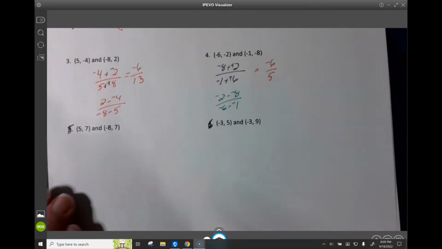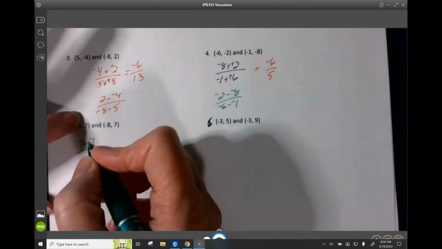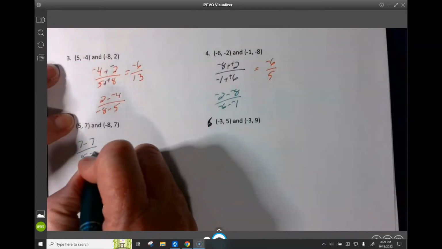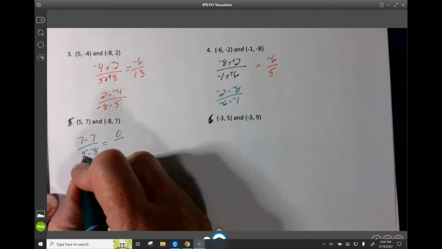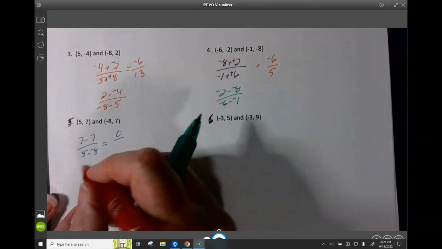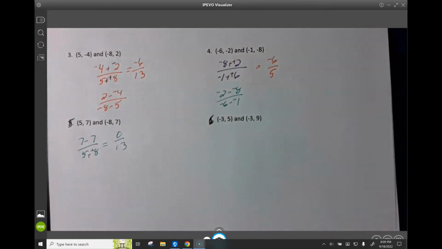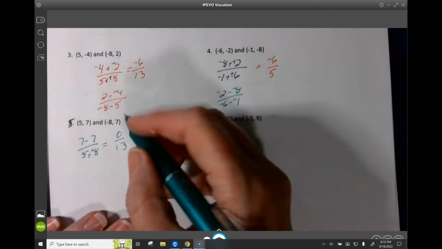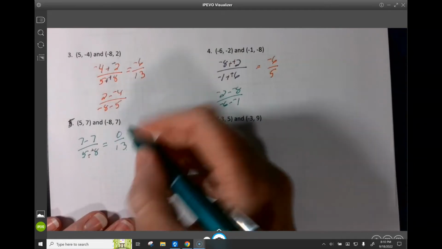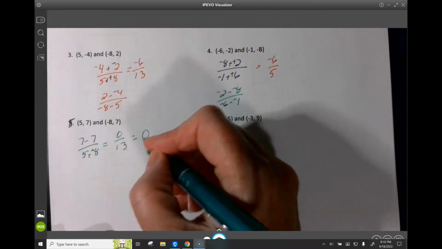Okay, look at number 5. Here we go. 7 minus 7 over 5 minus negative 8. What's 7 minus 7? 0. 5 minus negative 8. Cross the line, change the sign. But does it matter? That's the nice thing on this one. And what's 0 over 13? Is this okay? Yeah, it is. 0 is okay. 0 on the top, so that's equal to 0.